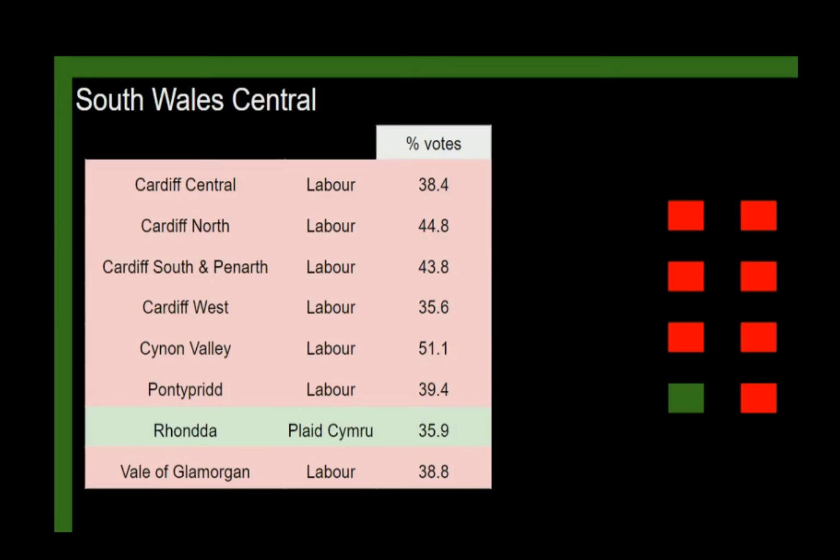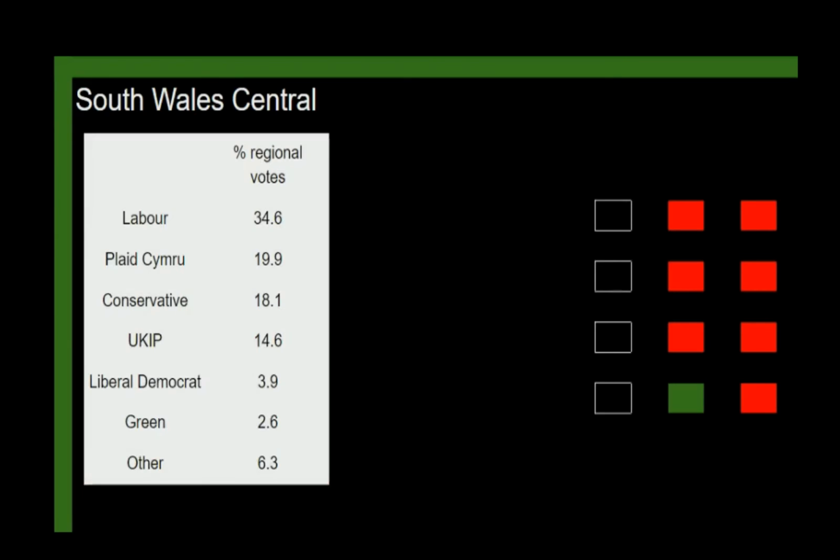Applying this now to a real region, I'm going to use South Wales Central as the example. Within South Wales Central, there are 8 constituencies, and in 2016, the constituency votes returned 7 Labour members of the Senedd and 1 Plaid, each based on simple majority in each constituency. This is where we now use the second vote. For the regional vote, just over a third of the people still voted Labour, a fifth Plaid, etc.